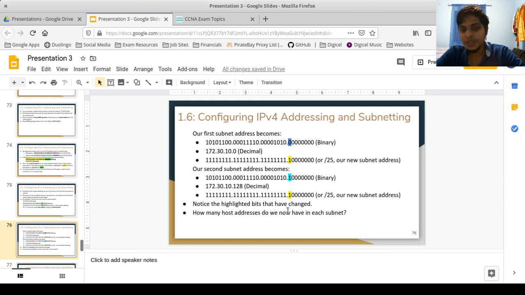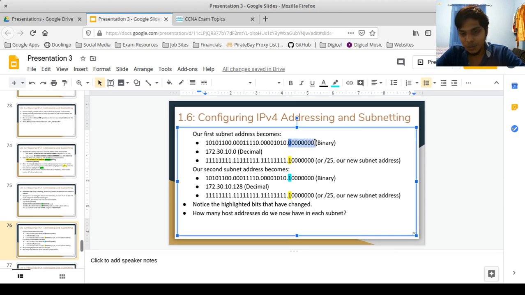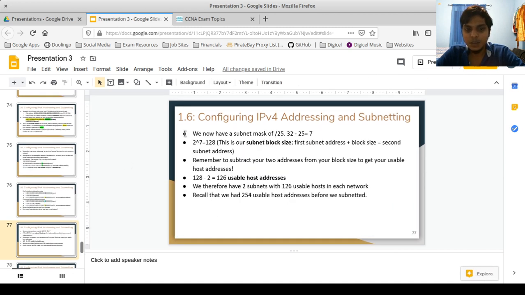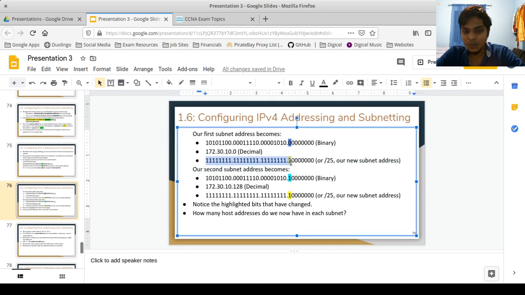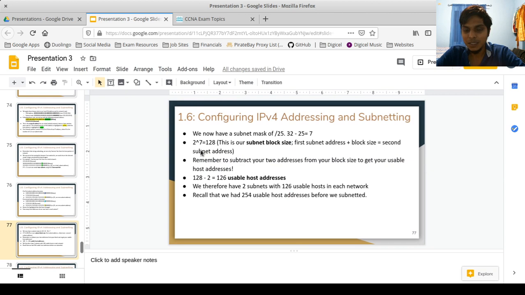How many host addresses do we now have in each subnet? So we went from 8 full host bits to 7. So of course we can support fewer hosts in each subnet now. So we now have a subnet mask of /25, which means that we have 25 bits in our network portion. Of course the total number of bits didn't change. It's an IPv4 address, so it has 32 bits. 32 minus 25 is 7.